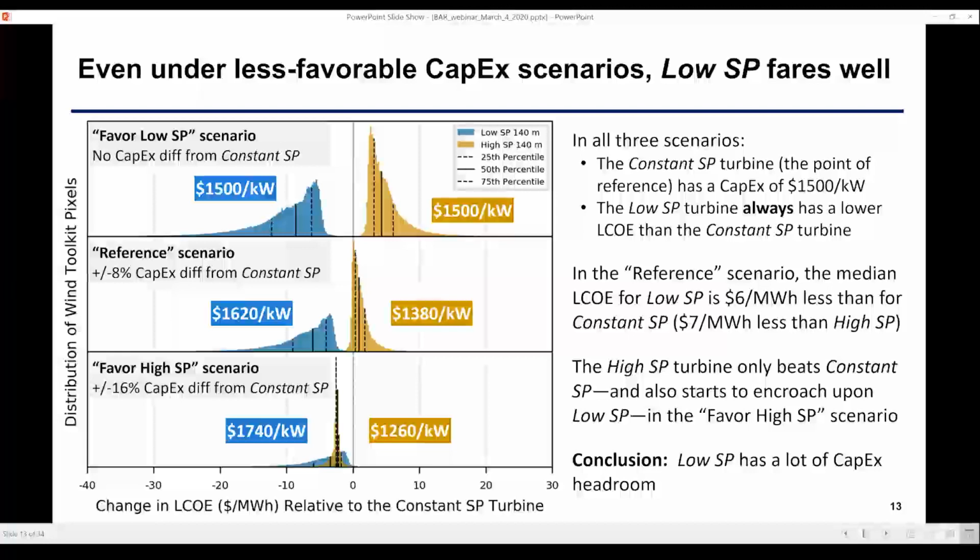For the favor high SP scenario, this is really the only one where you see the high SP turbine technology start to become relevant. It certainly doesn't necessarily always come out or show up as the cheapest turbine technology. In fact, the low SP turbine technology beats it out in many cases, but you do see substantial overlap there between the low SP and high SP turbines. The upshot here is that basically under the conditions that we've modeled, and when you apply them across all the pixels in the contiguous US, the low SP technology looks really quite competitive.